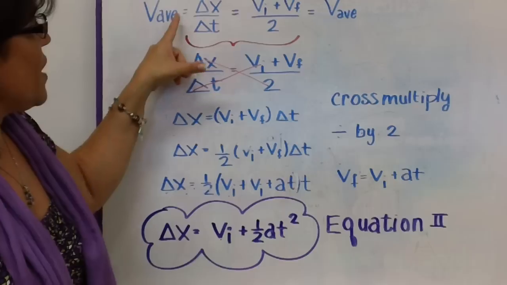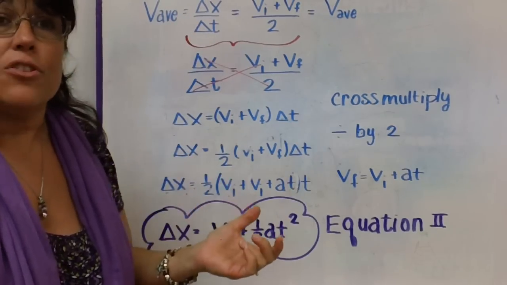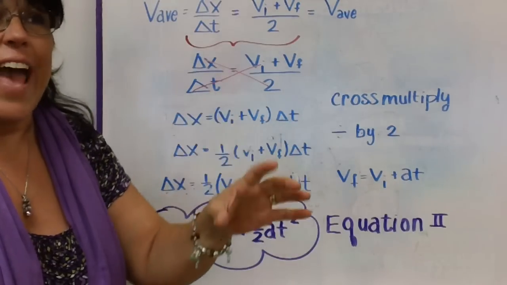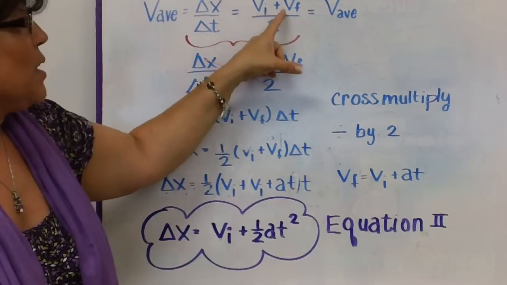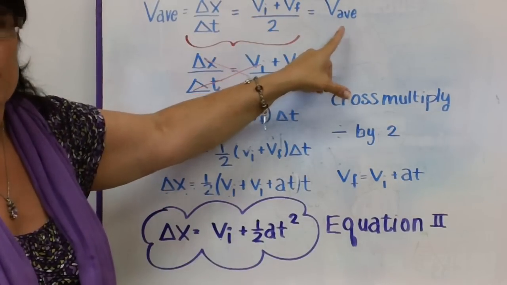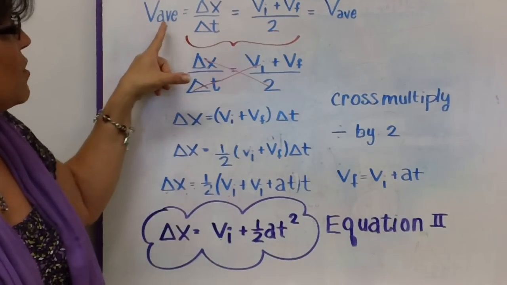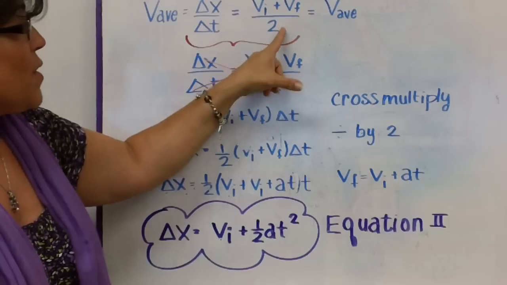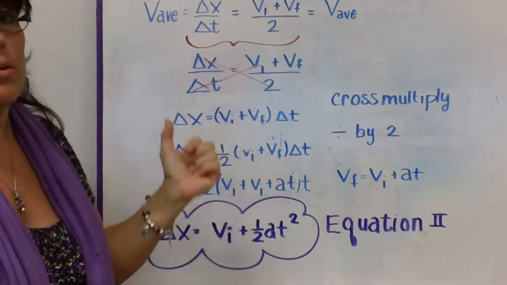The average velocity is change in x over change in t. We also know the average of any two numbers is the numbers added together divided by 2. So we're going to add the initial plus the final and divide it by 2. That's another definition of the average velocity. So now I'm going to take these two middle equations. If I know the average velocity equals this, and I know that this equals the average velocity, then I can make the assumption that these two equal each other.